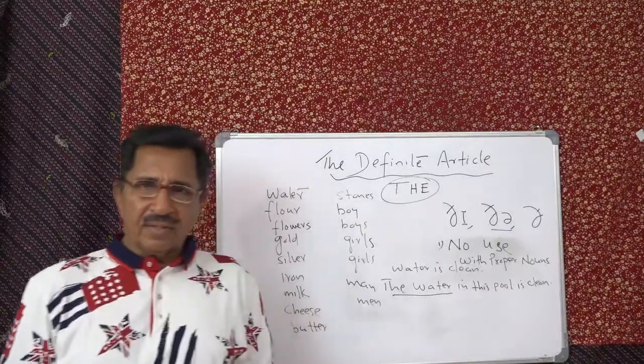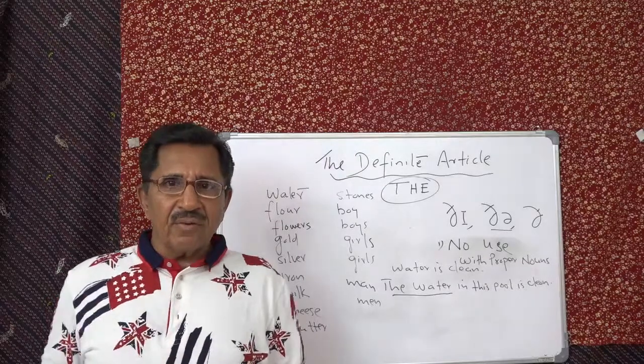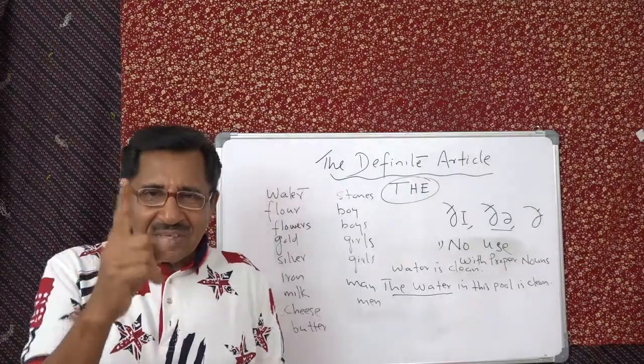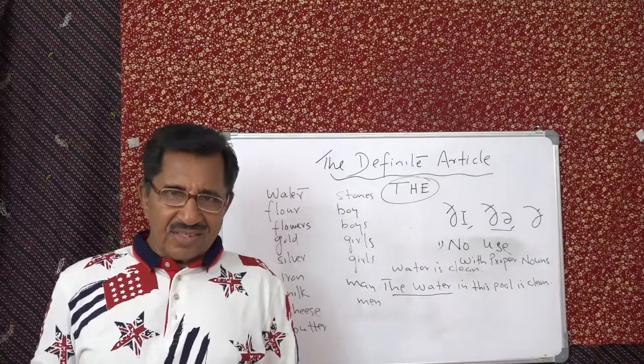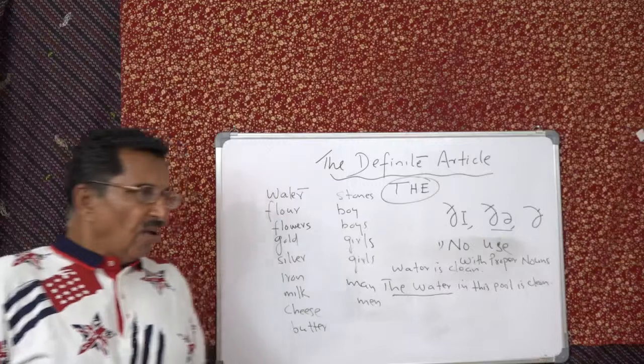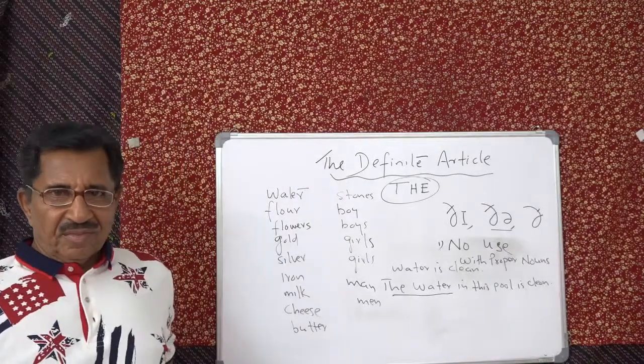I met a man in the market. The man was very helpful. See, that particular man was very helpful. Do you understand? So when common nouns, singular or plural, see that?